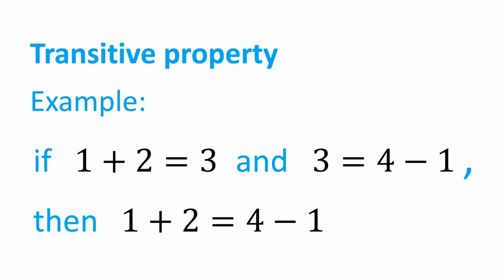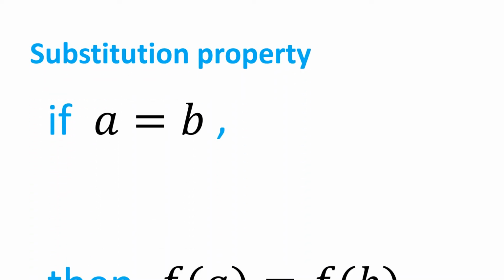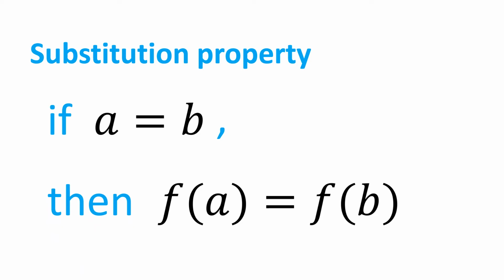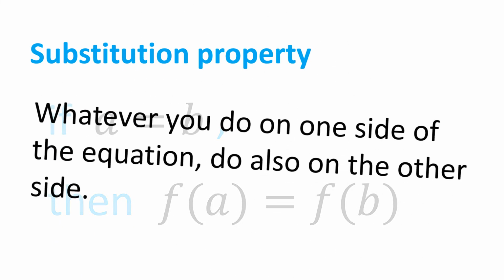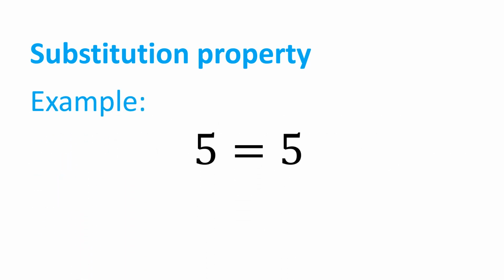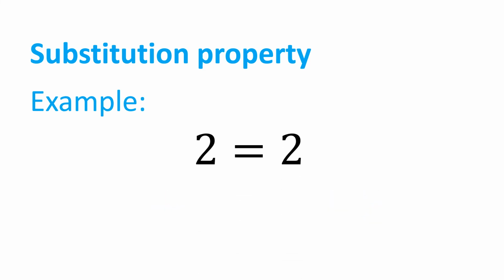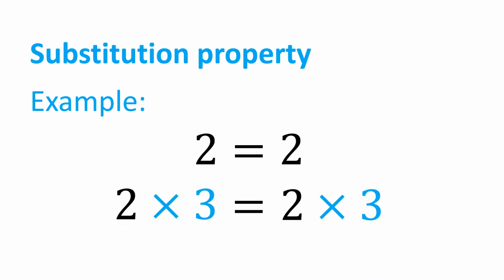And finally, the substitution property states that if A equals B, then f of A equals f of B. In other words, whatever you do on one side of the equation, do also on the other side. For example, let's say we have 5 equals 5. Now if we add 2 on the left-hand side, then we also have to add 2 on the right-hand side to make the equation true. Or, if we have 2 equals 2, and we multiply the left-hand side by 3, then we also have to multiply the right-hand side by 3 to make the equation true.